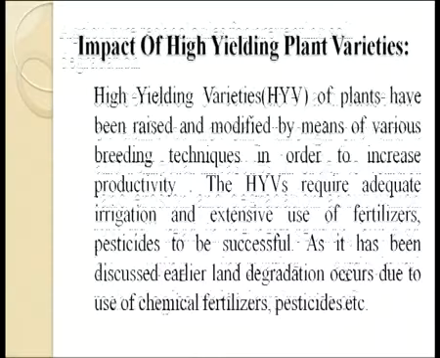Now, impact of high yielding varieties. HYVs of plants have been raised and modified by means of various breeding techniques in order to increase productivity. The HYVs require adequate irrigation and extensive use of fertilizers and pesticides to be successful. As it has been discussed earlier, land degradation occurs due to use of chemical fertilizers, pesticides, etc.